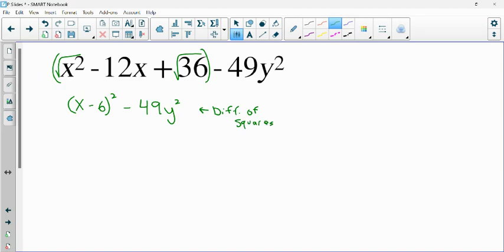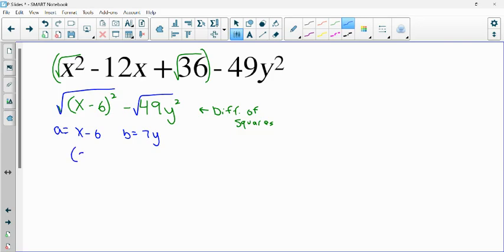If it helps you, you can write the square roots around it and write out what a and b are going to be, or if you can do it in your head, go for it. So the a would be the square root of x minus 6 quantity squared, which is just x minus 6. Your b is the square root of 49y squared, which would be 7y.